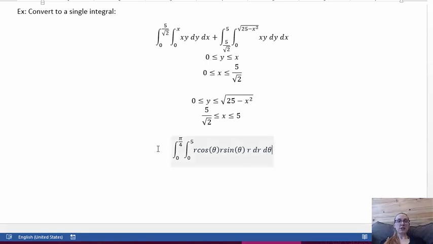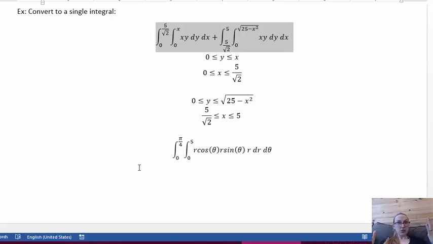If we were going to compute this, I would gather all the r's together as an r cubed, and then you can do your antiderivatives. This shouldn't be a very difficult integral, but that would give us the equivalent of this more complicated one that happened to be in two pieces.